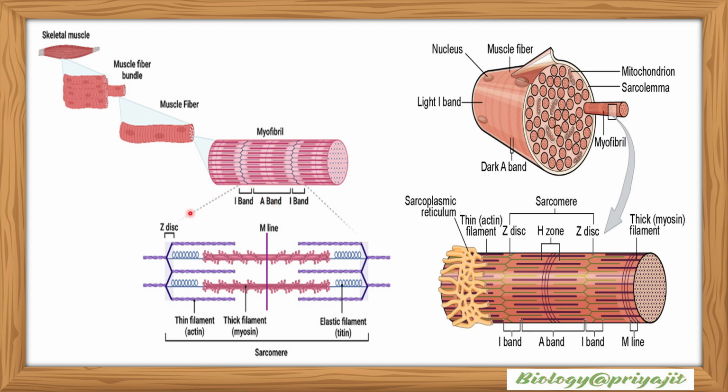So there are zigzag lines which are also known as Z disc, and this is the sarcomere, the alternate repetitions of the thick filament and thin filament. Thin filament is made up of actin protein and thick filament is made up of myosin protein. And just in the middle of the sarcomere there is a line known as M line, and within the M line there is an H zone.